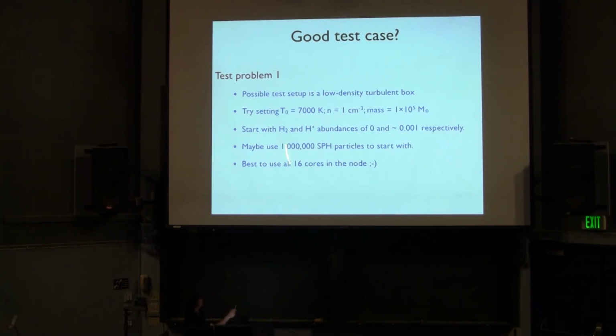You can maybe use 1 million SPH particles if you wanted to start with, and you probably have to use all 16 cores. You'll find that the first time step is incredibly slow. It has to go away and do lots and lots of chemistry and cooling, and then it figures out what time steps it's working on, and then it will start to speed up. Okay, but the first time step will be slow, just to warn you.